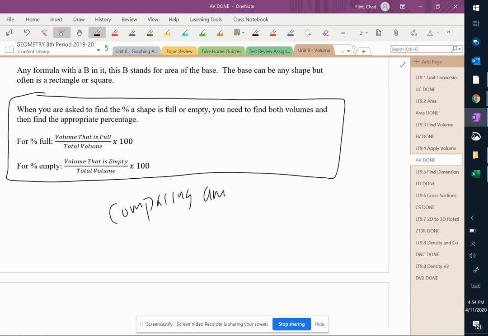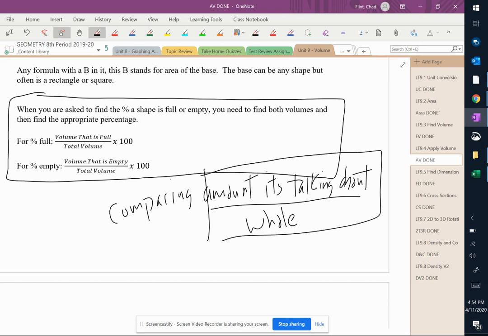the amount it's talking about to the whole. Now, that's the best way I can generalize it because they can ask a lot of different things. You'll notice inside my box there that it talks about, for percent full, you do the volume that's full over the total volume times 100, and for the percent that's empty.